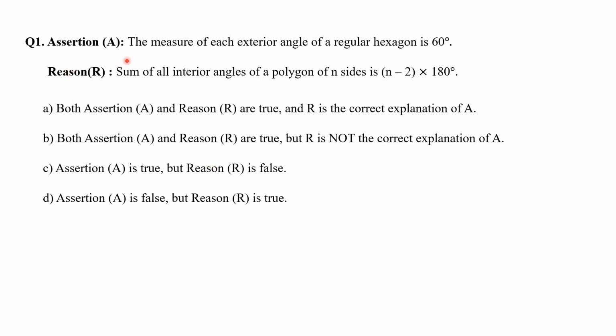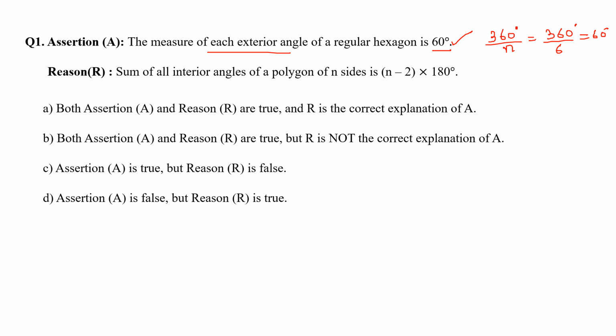The first question, assertion: the measure of each exterior angle of a regular hexagon is 60 degree. And reason is given as: sum of all interior angles of a polygon of n sides is (n minus 2) into 180 degree. So how to find the exterior angle? We have a formula, right? To find the exterior angle, you have to divide 360 degree by the number of sides. And as it is a hexagon, number of sides are 6. So it will be 360 degree divided by 6. So you will get exterior angle as 60 degree. So each exterior angle of a regular hexagon is 60 degree.